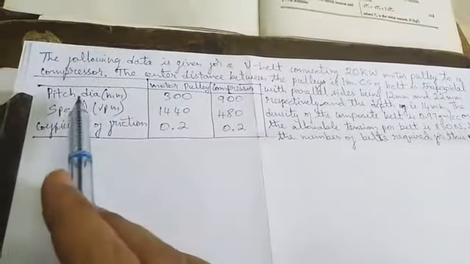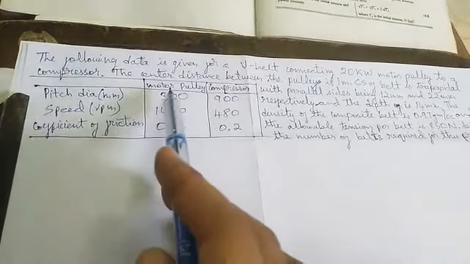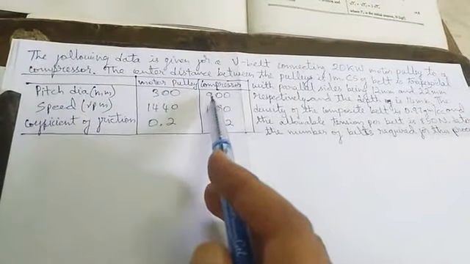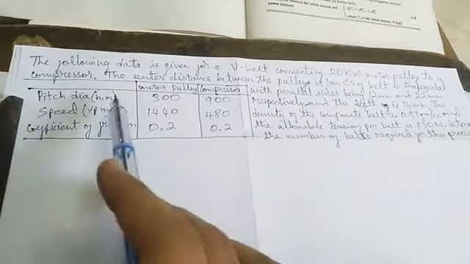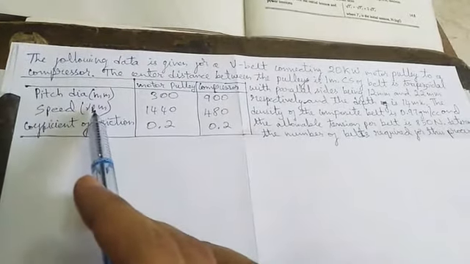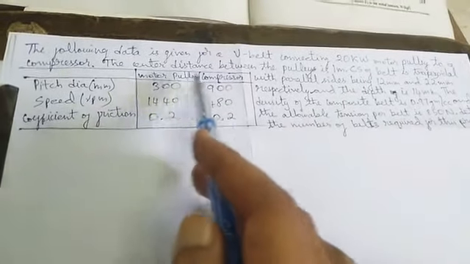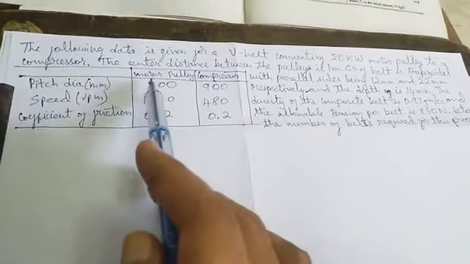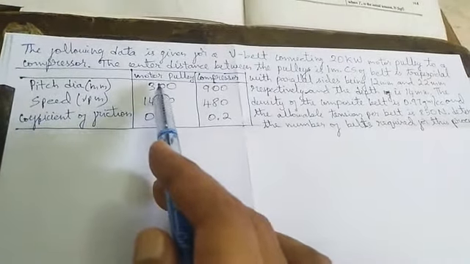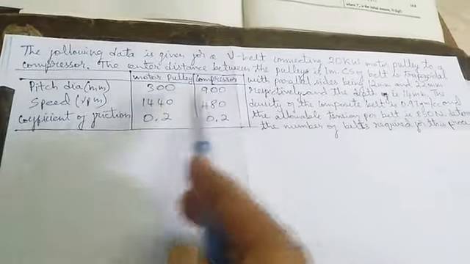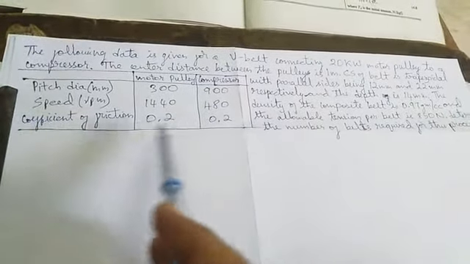So they have given the data here. Pitch diameter of motor pulley is 300 and for compressor pulley is 900 mm. Speed is given in rpm. So this is motor pulley, this is driver pulley, and this is driven. So the diameter of driver pulley is small and driven is large, and coefficient of friction is same for both the pulleys. We shall write the data.